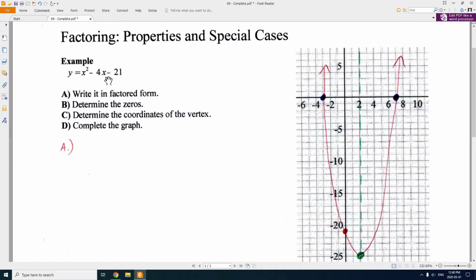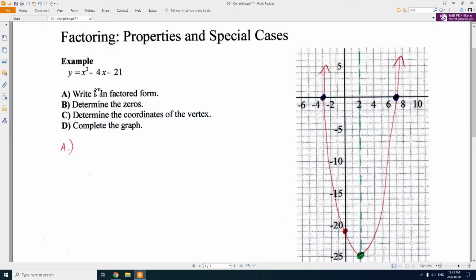If you can switch this into factored form, now you have your x-intercepts. If you have your two x-intercepts, now you can find an axis of symmetry and a vertex. And now you have a bunch of points. You have your graph already. So that's what we're looking at today.